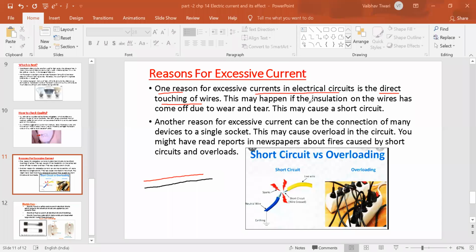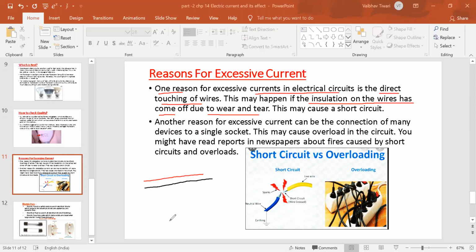Suppose the insulation on the wires has come off, that is, removed due to wear and tear. Due to wear and tear means if a wire is continuously used for many years, then the insulation is generally removed after a few years. That is why rewiring is needed after say 5 to 10 years. So when they are removed, what happens?